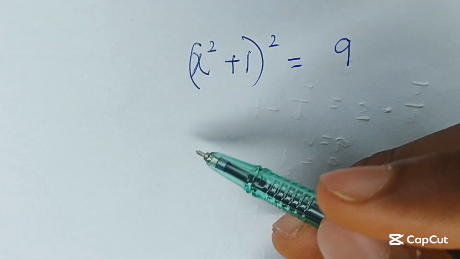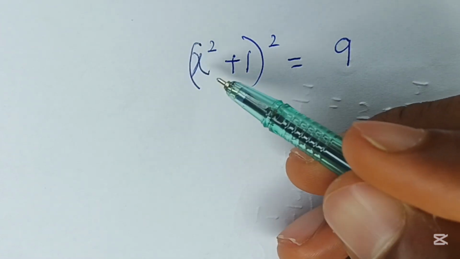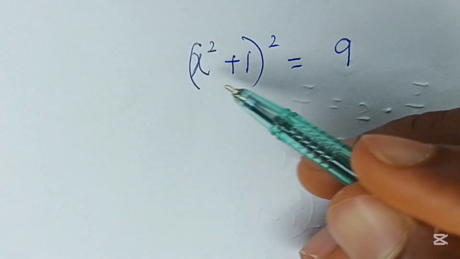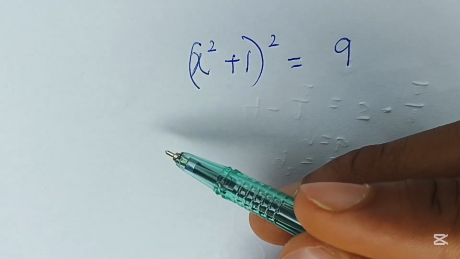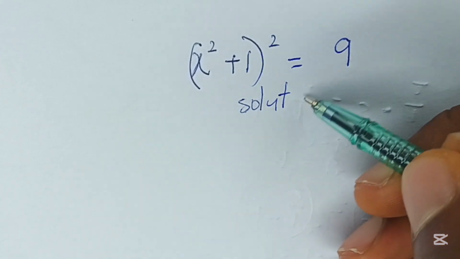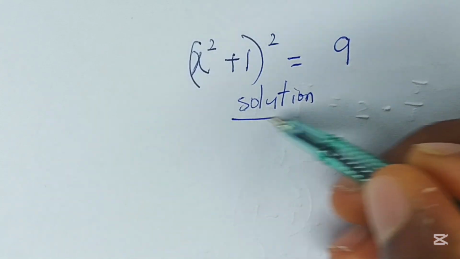Let's solve this equation together. It says (x squared plus 1) all squared is equal to 9. How do we solve this? Now the first thing to do here, some people will go ahead to open up the brackets, but that will be a very long process.